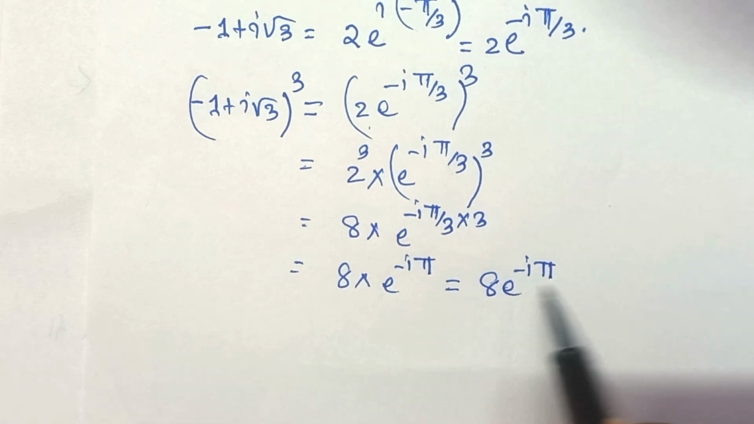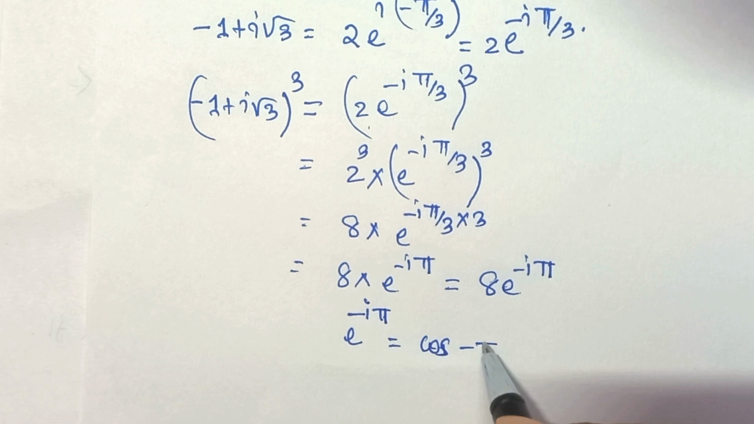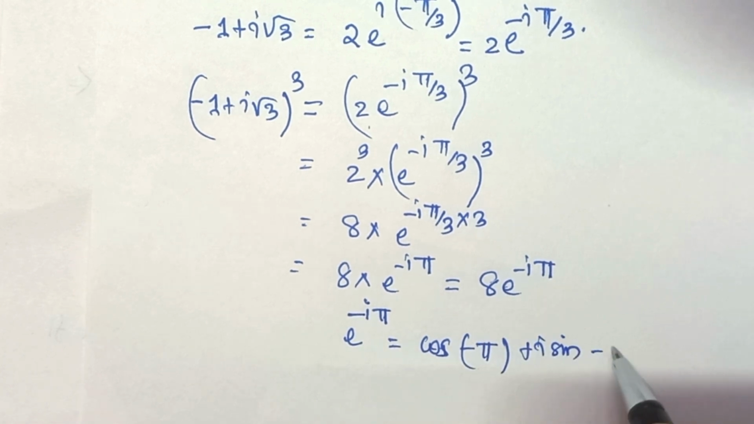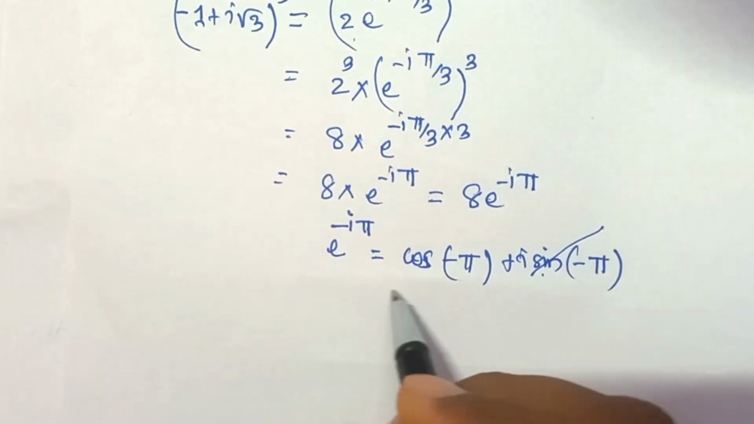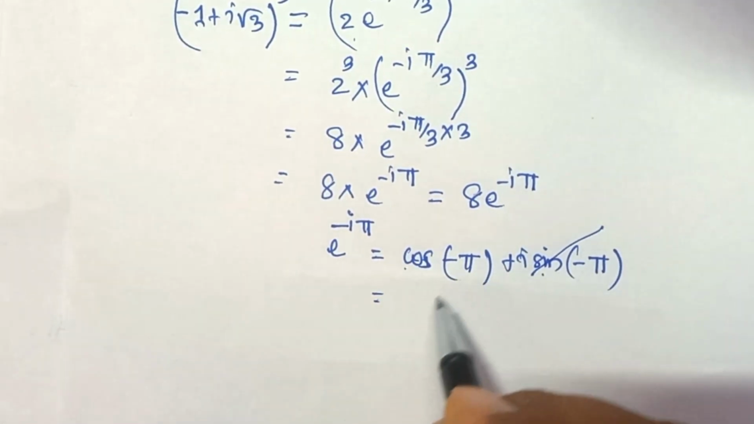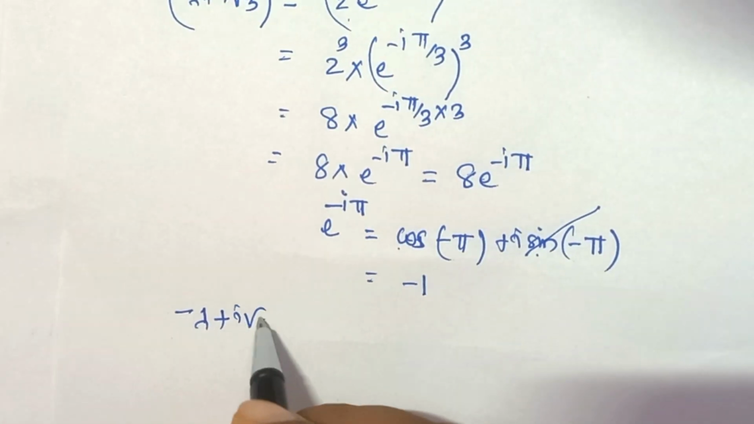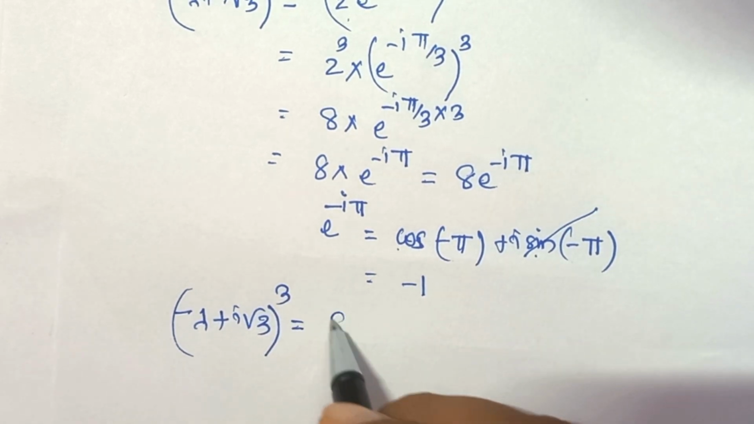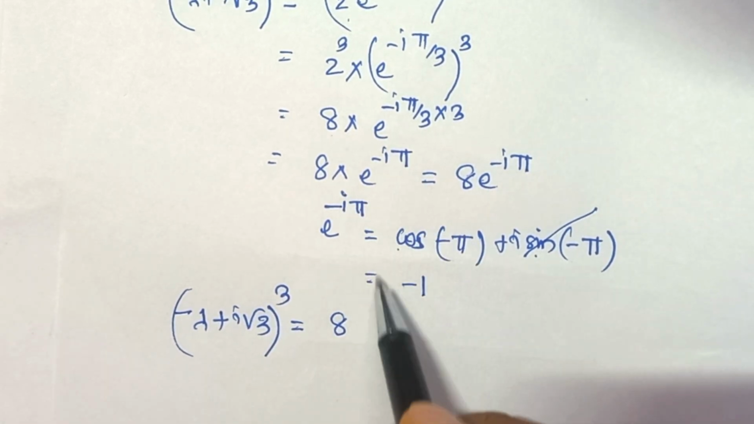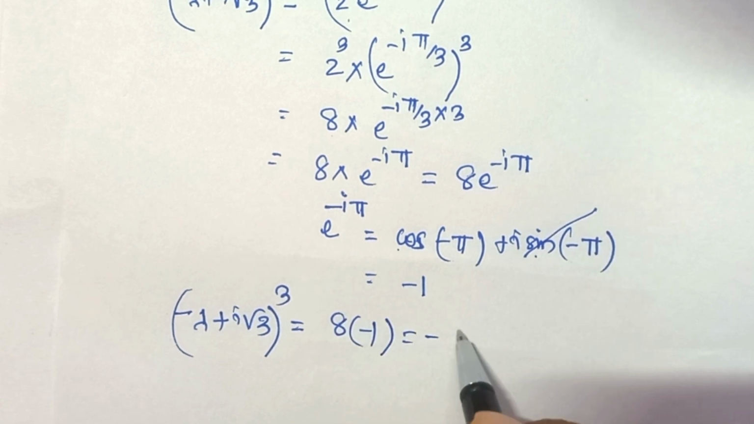But we know that e to the power i pi is going to be equal to cos of minus pi plus i sine of minus pi. Sine of minus pi is equal to 0, that is why we just have cos of pi, that is equal to minus 1. That is why minus 1 plus i root 3 whole to the power 3 is equal to 8 into e to the power minus i pi, but e to the power minus i pi is minus 1, that is why we have 8 into minus 1, and that is minus 8.